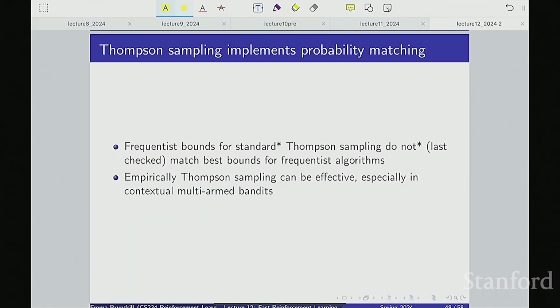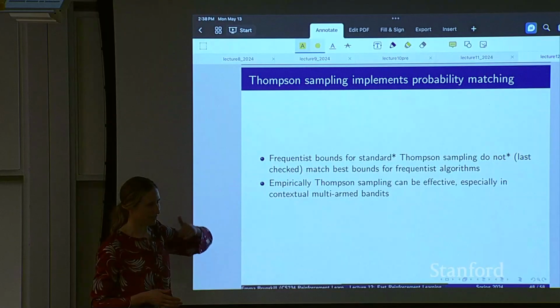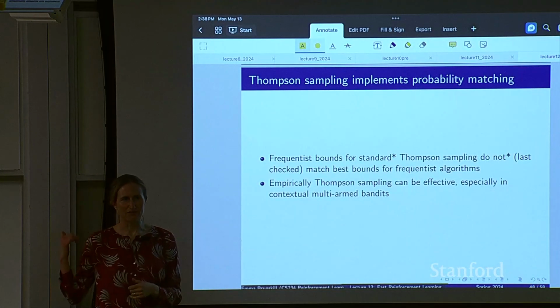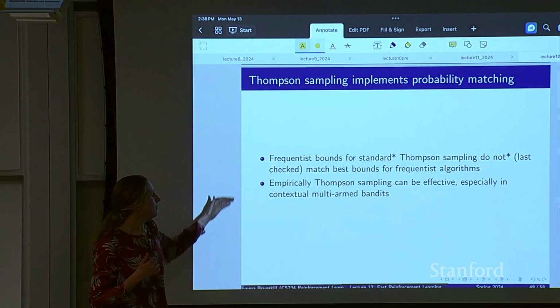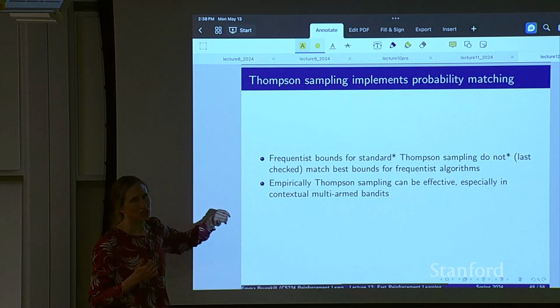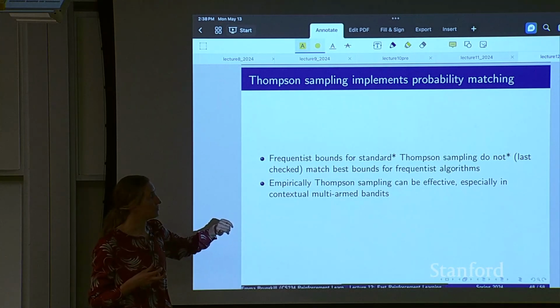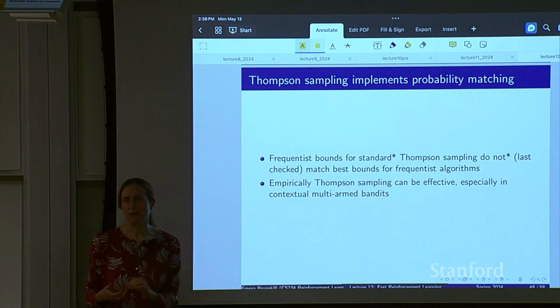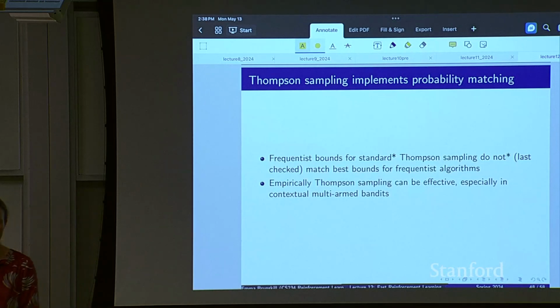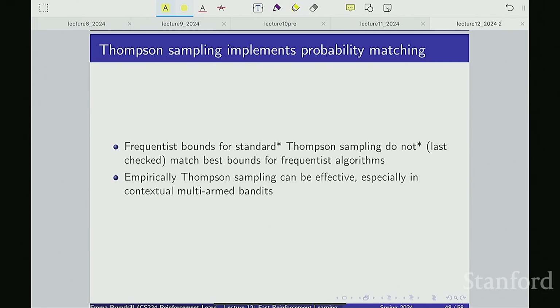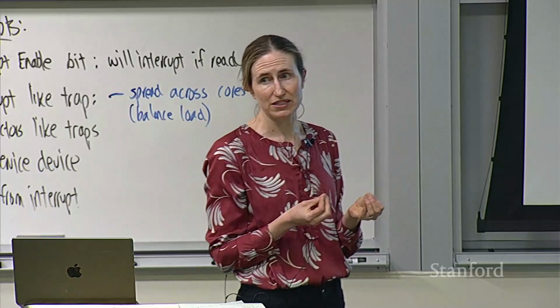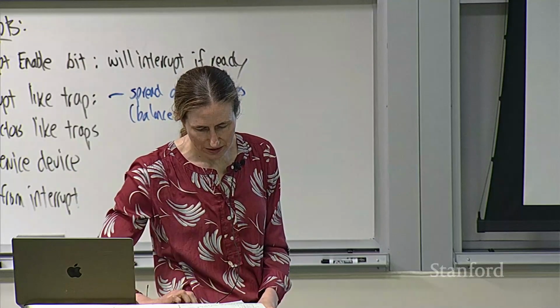Before we do that, I just want to highlight that if you try to get standard bounds, like what we saw last time, for standard Thompson sampling, and what I mean by that is the type of Thompson sampling I just showed you, to my last check, they don't actually match the best bounds for upper confidence bound and frequentist algorithms. However, often empirically, they can be really effective algorithms. And I'll just highlight here that in general, you can't compare directly between Bayesian regret bounds and frequentist ones, because one of them is with respect to this prior over parameters.